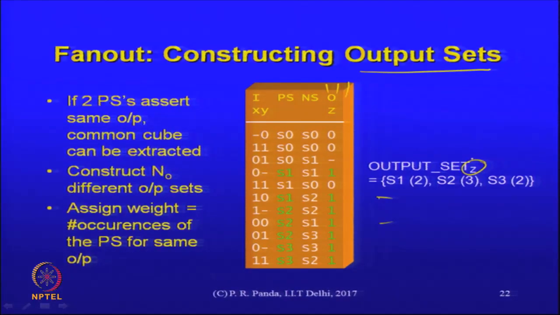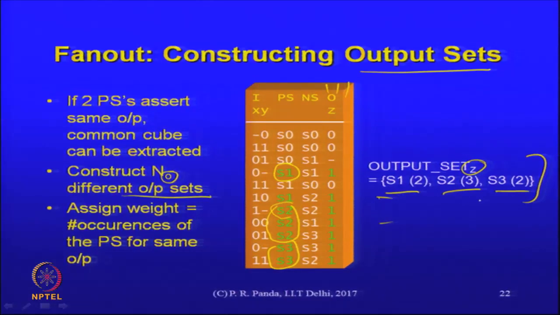If 2 present states assert the same output, then a common cube can be extracted for reasons that we saw earlier. You construct NO, if there were O outputs, different output sets. Here O is equal to 1, so you are constructing only one set. So, what you pick up is all of these present states that assert that output, which lead to that output being 1. S1 is one of those states, S2 is one of those states, and S3 is one of those states.